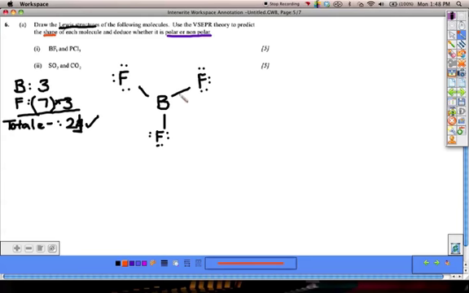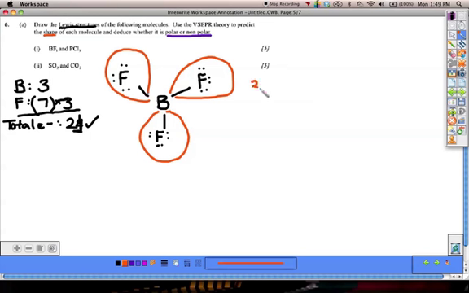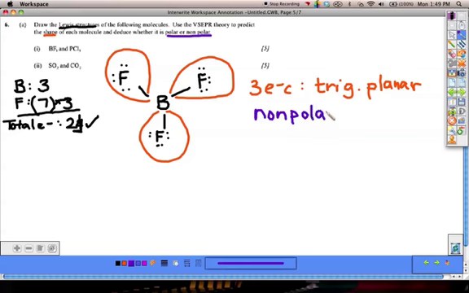The shape of this, I see that I have 1, 2, 3 electron clouds. 3 electron clouds, which means I have a trigonal planar shape. And then whenever I have a trigonal planar shape, I am non-polar. So I've taken care of all 3 sections of the question for part 1.